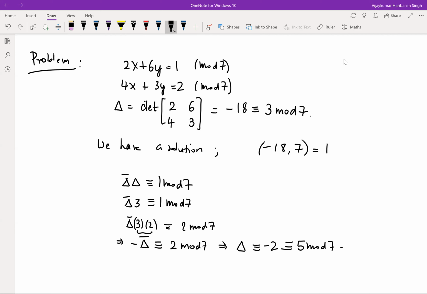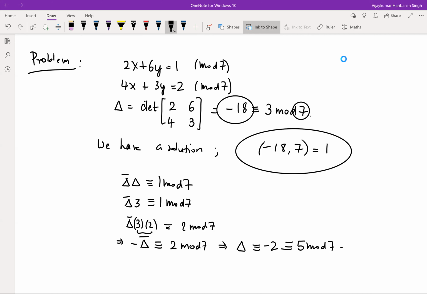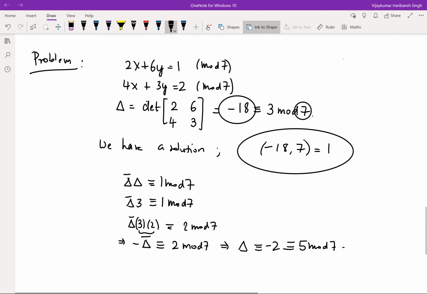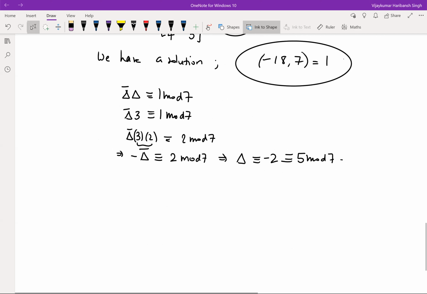Now, one more tip here. Suppose I do not want to check this. All I have to do is check if my 7 and delta are relatively coprime. If they are, then we are done. Okay, then we'll have a solution. So we do have a solution here. We get delta bar is minus 2, which is 5 mod 7. So now what is the solution now?